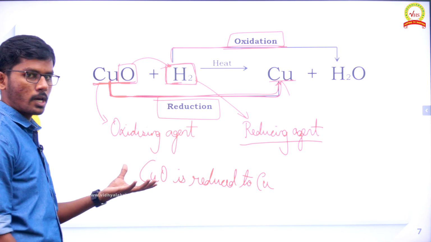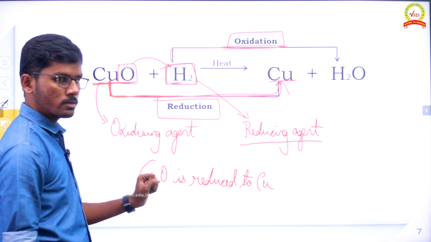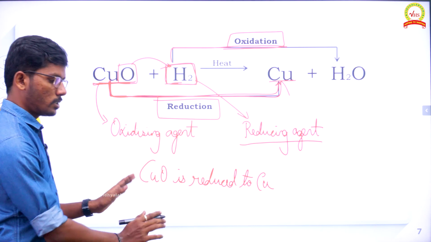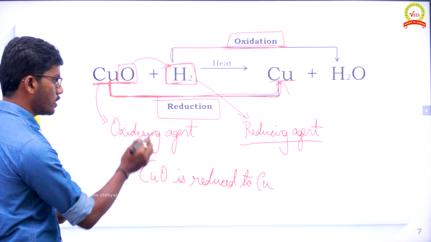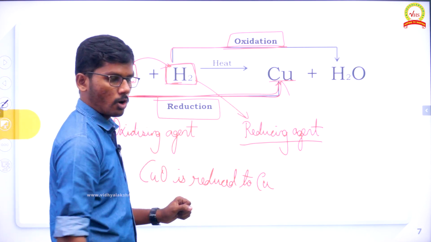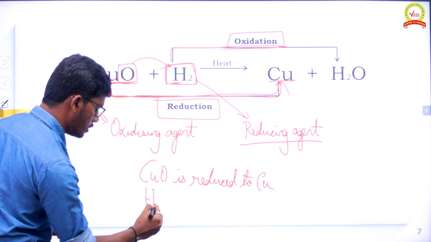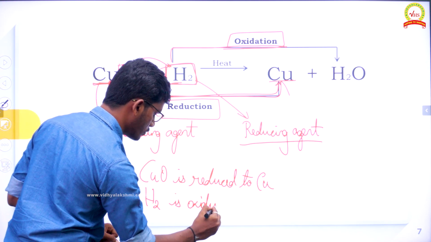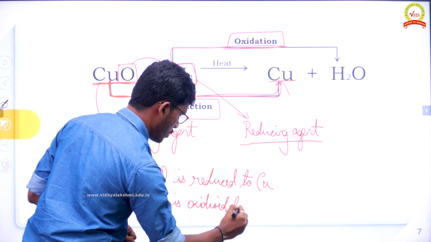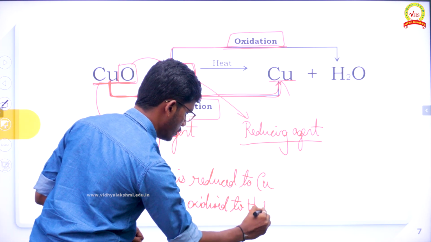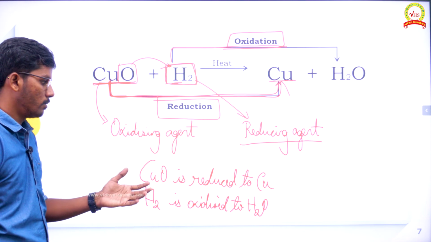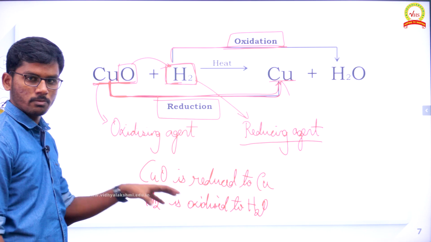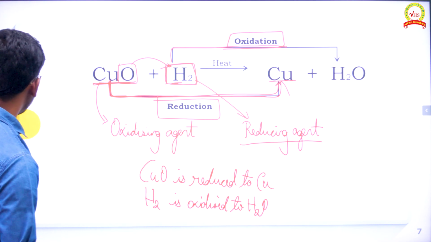This is how we have to mention. If it was a descriptive type, you should have followed this. Since Term 1 is going to be objective type, don't worry about it, but you just learn these things also. Copper oxide is reduced to copper. In the same way, hydrogen is oxidized to water. So this is how we have to mention which is oxidized and which is reduced. We will have many more such examples now. I will move to the next slide.